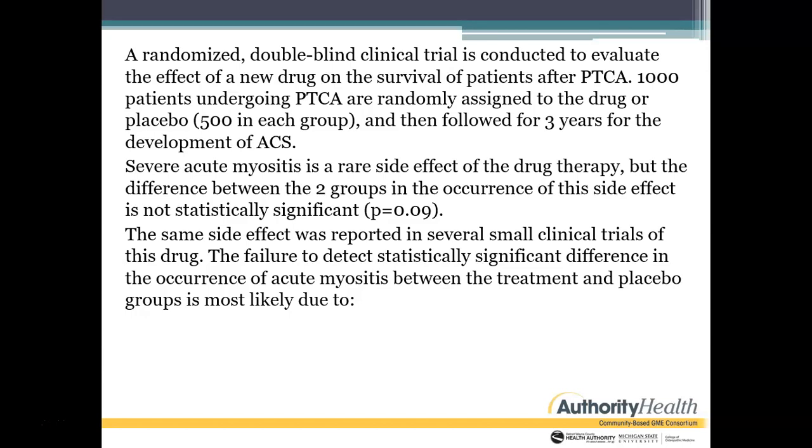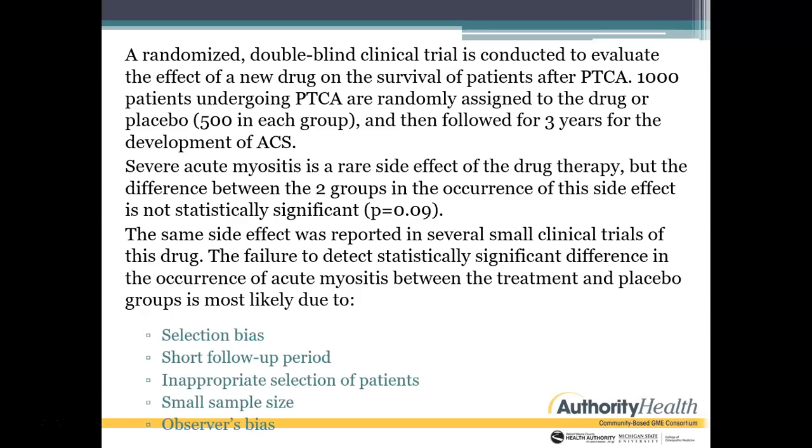Now, the same side effect was reported in several small clinical trials of this drug. So the question is, the failure to detect a statistically significant difference in the occurrence of acute myositis between the treatment and placebo groups is most likely due to what? So it's nearly significant, right? Why are we not getting to statistical significance in this case? And it's small sample size. So we have several small clinical trials, it says right here. We have near significance in this larger trial, but really the small sample size is why they're not seeing that.